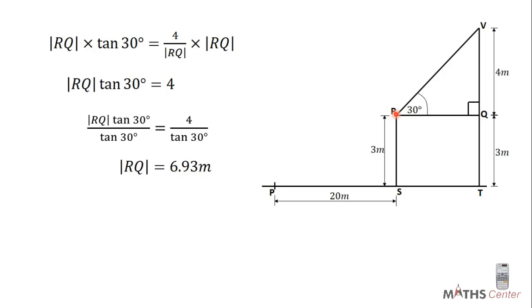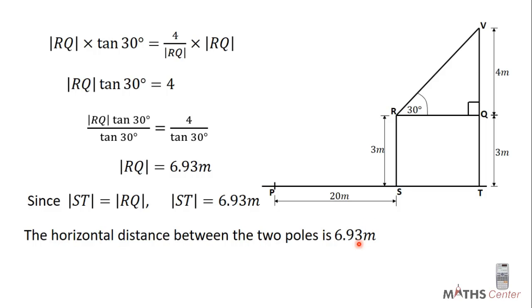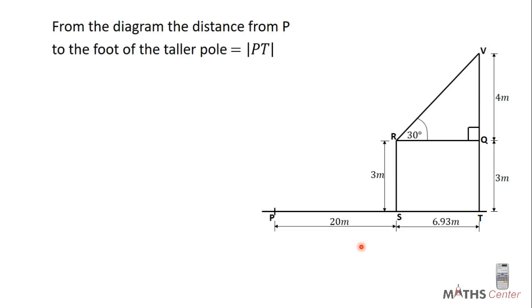So we have been able to find RQ to be 6.93 meters. Since ST is equal to RQ, then ST is also 6.93 meters. So we can say that the distance between the two poles is 6.93 meters.